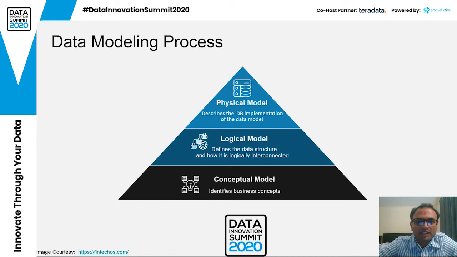To draft a data model, we usually start with a conceptual model depicting business context, its value, and various concepts. The logical model defines the data structure and its relationships, and physical model unveils the implementation details of a data model. That's the general process how we build data models.